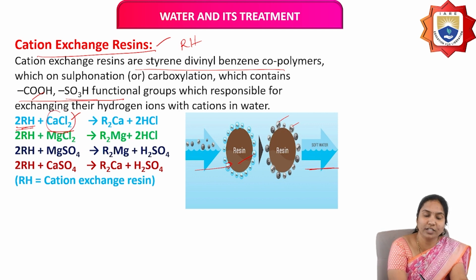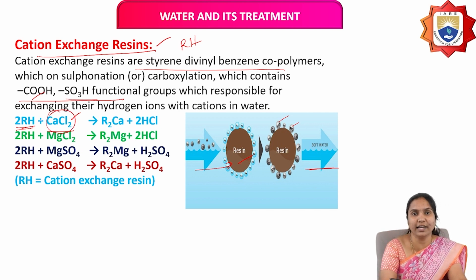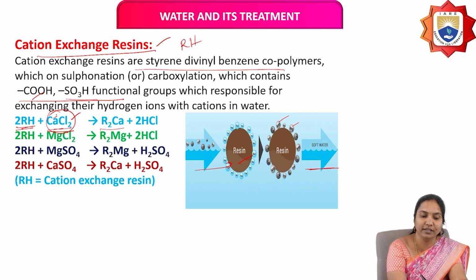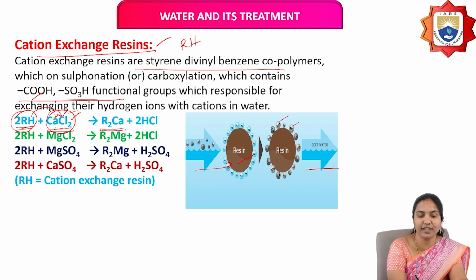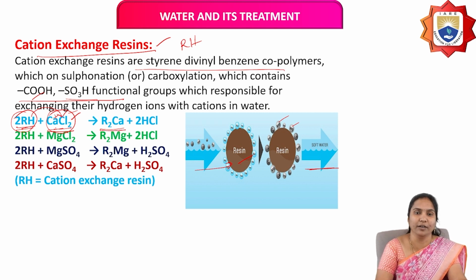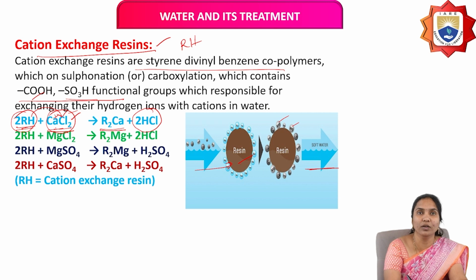So if in this water hardness-causing ions like calcium chloride are present, this cation exchange resin absorbs the cations in this calcium chloride. So what is the function of the cation exchange resin? It absorbs cations which are present in water. For example, in this calcium chloride, calcium cations are absorbed by the cation exchange resin and it gives H plus ions into the water. So here what is the final reaction? R2Ca plus HCl. So coming out of the water are H plus ions and anions.